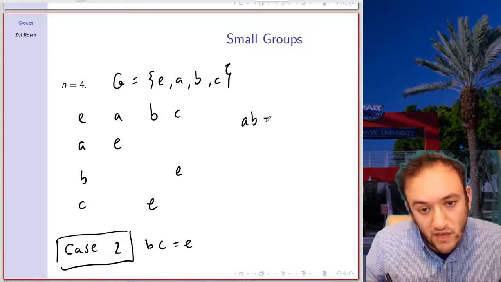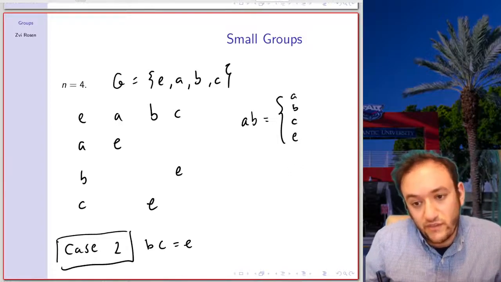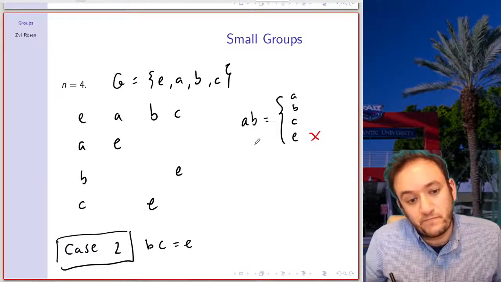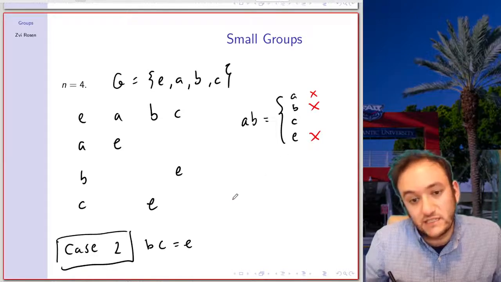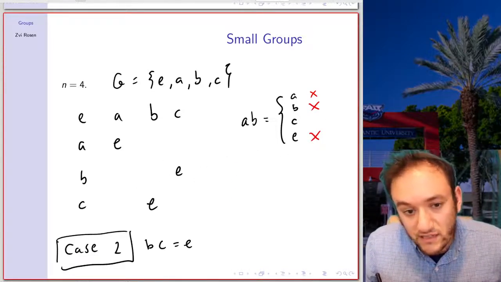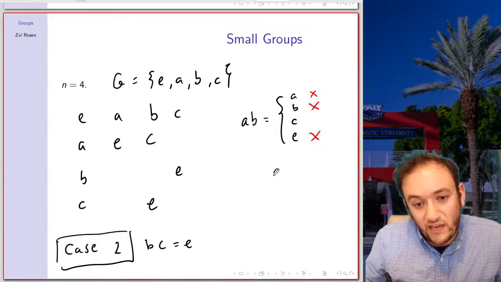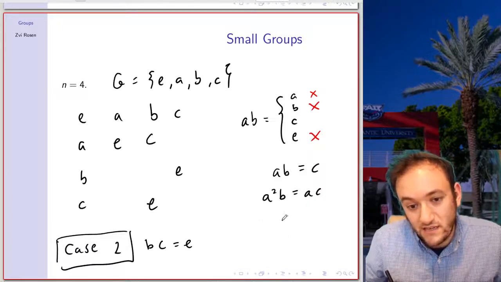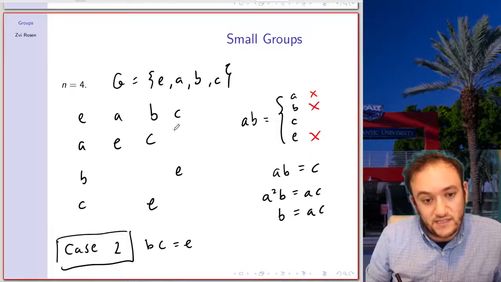So AB is going to be A, B, C, or E. We know that A squared is E, so it's not going to be E. It can't be A or B, because we could cancel, and that would imply that A or B is equal to E. So that leaves AB equals C. Then if AB equals C, we can multiply on the left of both sides of this equation by A to get A squared B equals AC, or since A squared is E, B equals AC. So that tells us this is B.